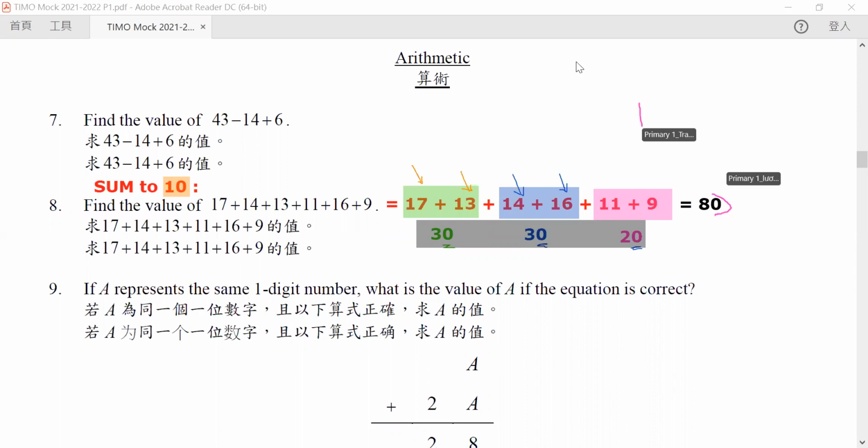Okay, so our answer is equal to 80. The answer is equal to 80.